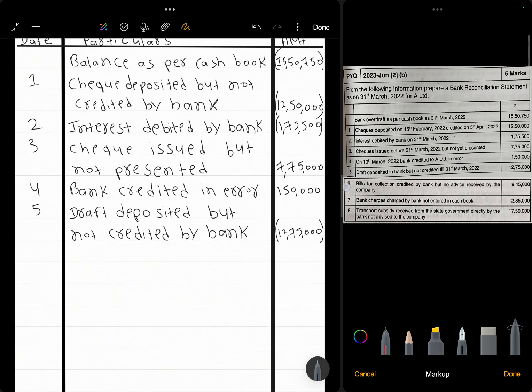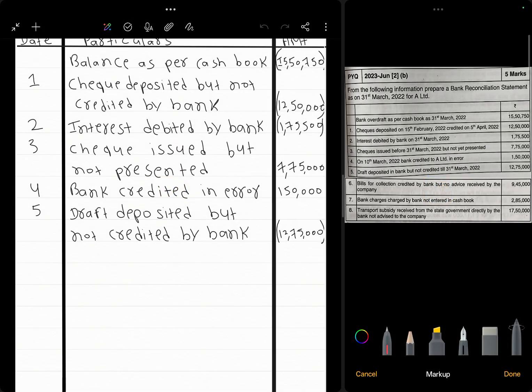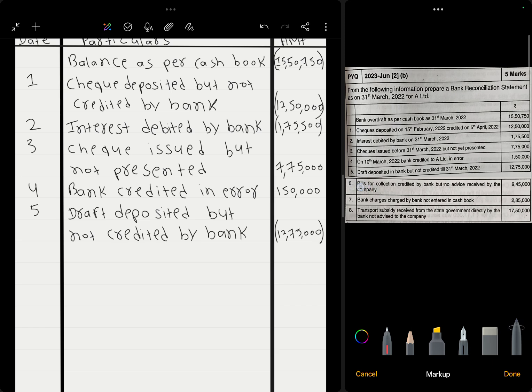Now let's come to question number 6. Bill of collection credited by bank but no advice has been received by the company. So what the question is saying here is that suppose there is a customer, and the customer has directly deposited the amount in our bank account, but we don't have any intimation that the customer has paid the amount in our bank account.